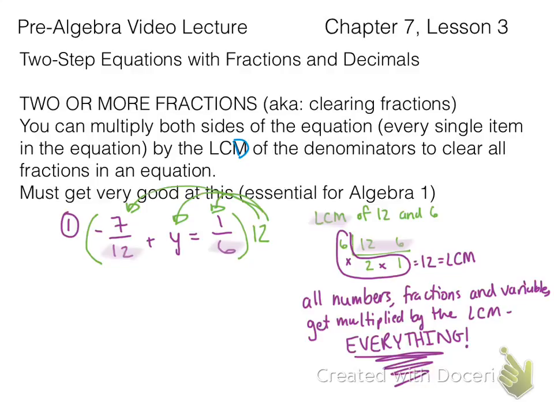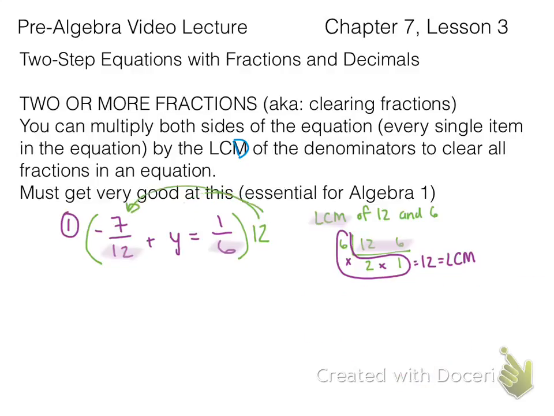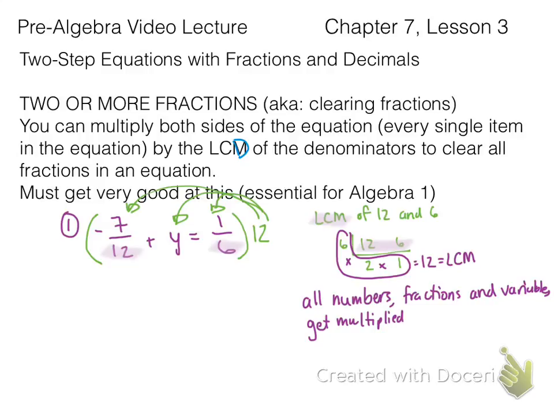So everything gets multiplied, guys. Everything in there, all right? Everything. I'm going to play it back for you. All numbers, fractions, and variables get multiplied by the LCM, also known as the LCD. Everything, okay? I can't stress that enough. Everything gets multiplied, not just the fractions. The variables get multiplied. If you have any whole numbers in there, any integers, they all get multiplied, okay? So let's go ahead and take a look at what that looks like.